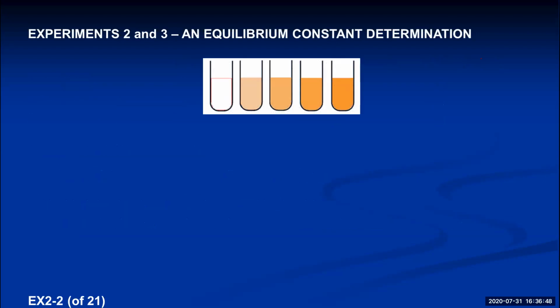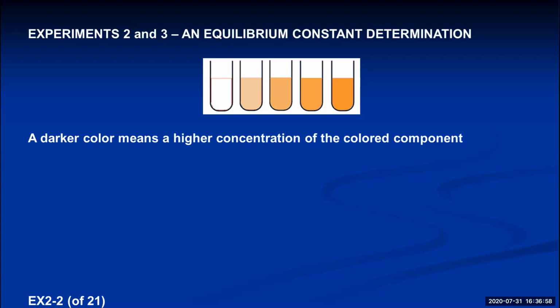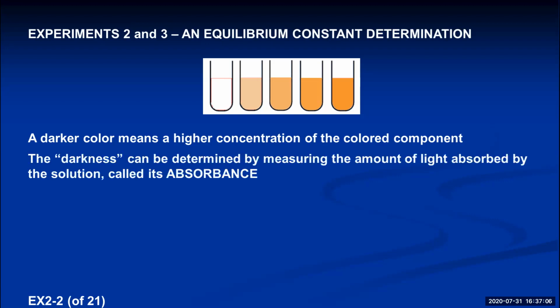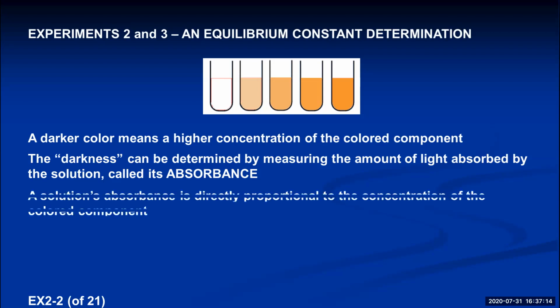Now, making sure we understand the concept, if I have FeSCN2+ in 5 different solutions here, you can see that the one on the left is the lightest, the one on the right is the darkest. What does that mean? Well, the darker color means you have a higher concentration of that colored component, in this case, the FeSCN2+. So the darkness of a solution can be determined by measuring the amount of light absorbed by the solution, and that's called its absorbance. And a solution's absorbance is directly proportional to the concentration of the colored component. So if we can measure the absorbance, we can get a reading for what the concentration is of that colored component.